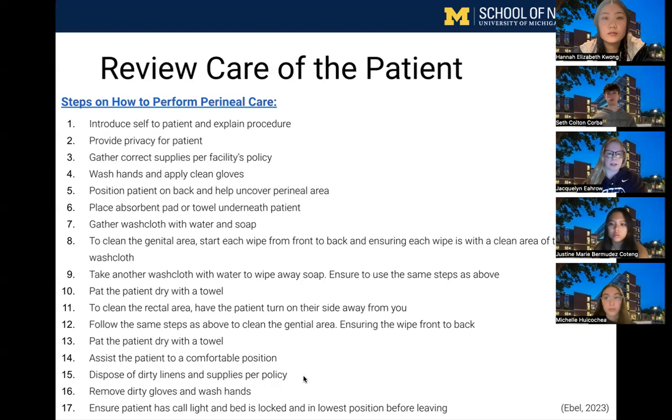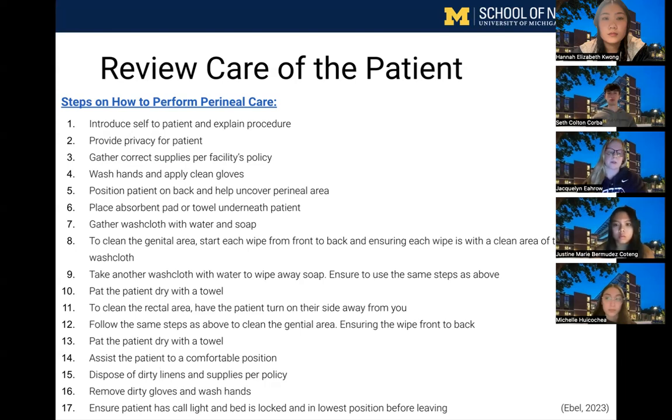And then next we'll have your instructor pause the presentation and play an instructional video from another CNA program that provides instructions on how to provide perineal care on female patients. And then after, we'll review the steps on how to perform perineal care on male and female anatomy. These steps are similar to the steps that were covered in the video.